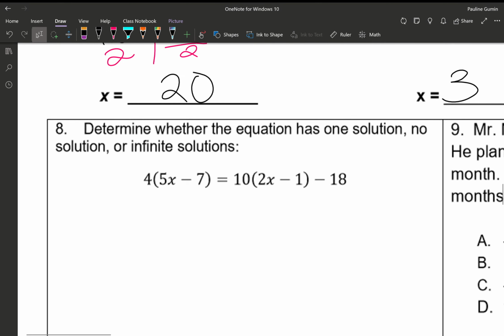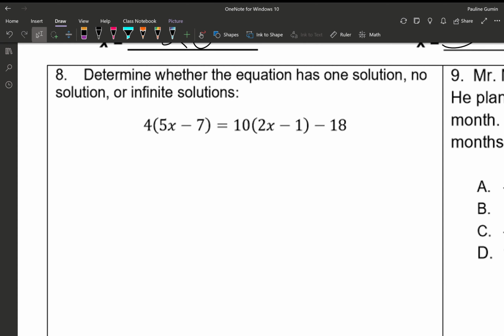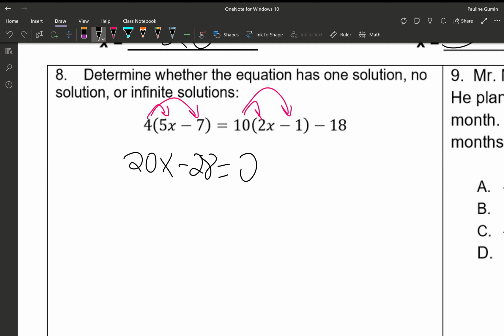Determine whether the equation has one solution, no solution, or infinite solutions. The way we do this is by looking at the x's. But before we can even look at them, we've got to do some distributing on both sides. Okay, so that's 20x minus 28 equals 20x minus 10 minus 18. I'm going to combine a few more things before we look at it, and that's this minus 10 minus 18.